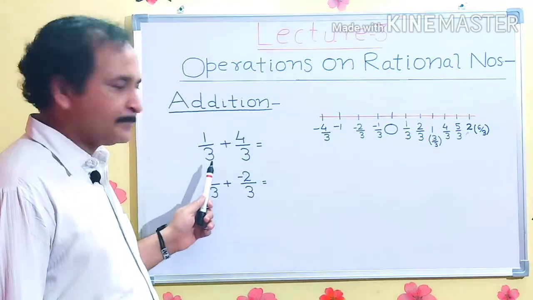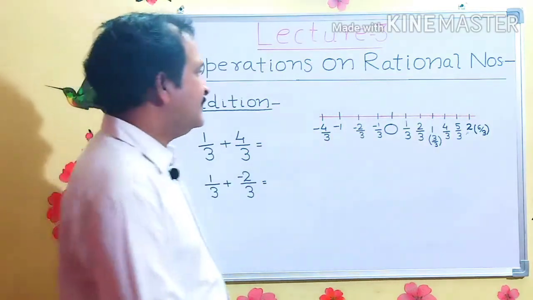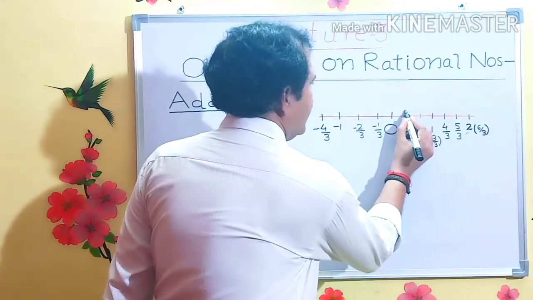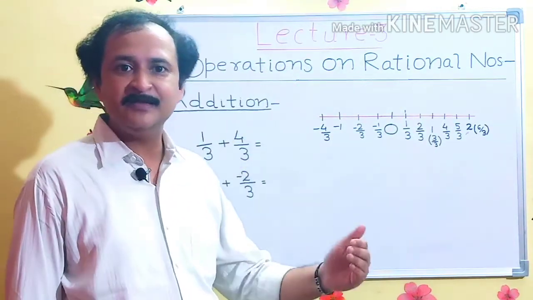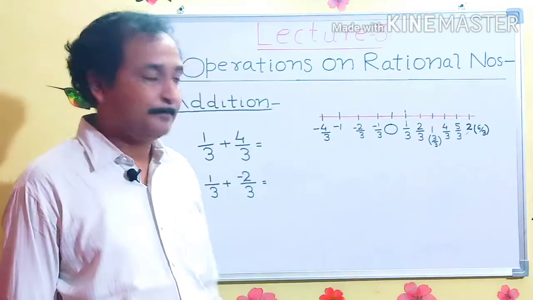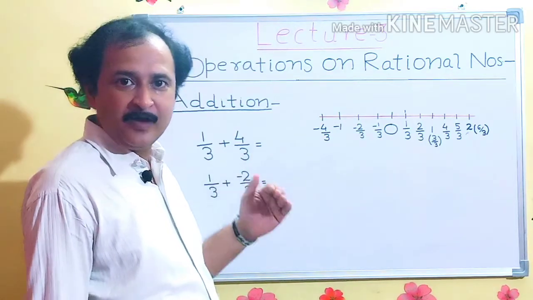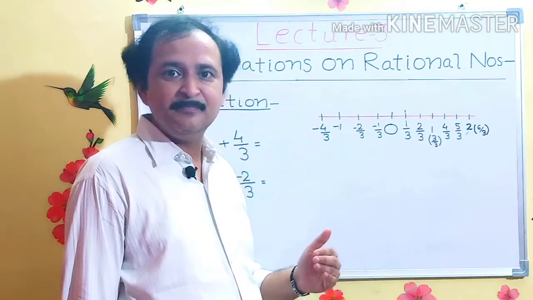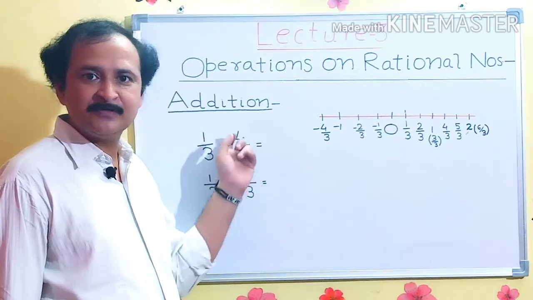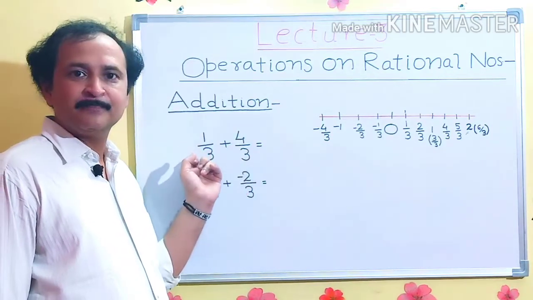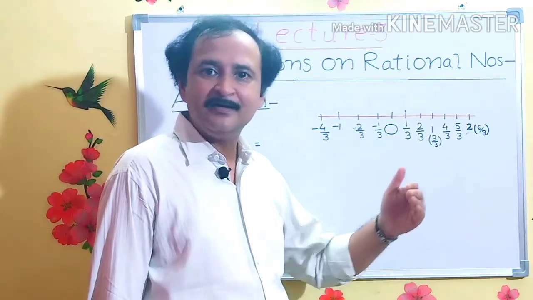1 upon 3 plus 4 upon 3. What does it mean? It means from 1 upon 3 we jump 4 times 1 by 3 to the right side, because we have seen in the last discussion that when there are positive numbers, meaning the number increases, then we move to the right side. So 4 upon 3 is a positive number which is added to 1 upon 3, so it means we move from 1 by 3 to the right side.